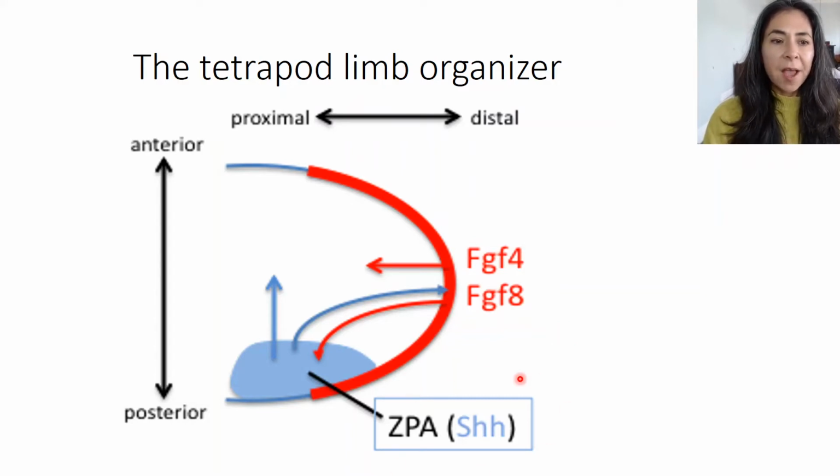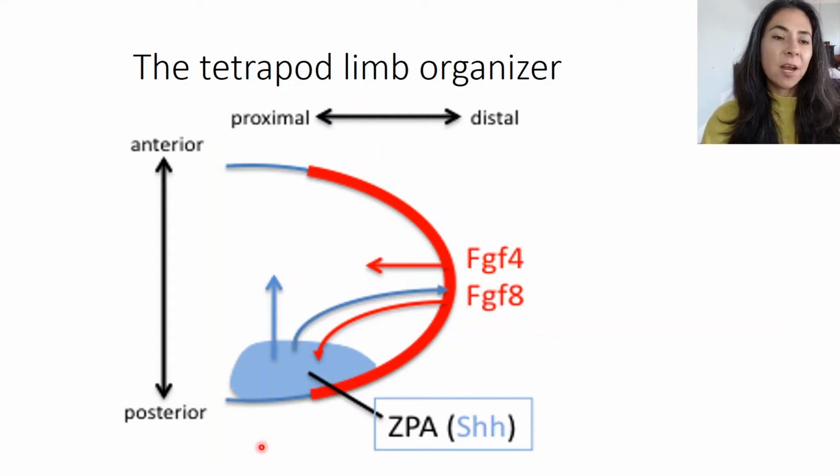So the ZPA, zone of polarizing activity, is a group of cells that secrete sonic hedgehog. And sonic hedgehog is another ligand. It's a hedgehog brand ligand. And this is also a diffusible morphogen. So this sonic hedgehog diffuses through the extracellular matrix, and it's hitting all of these mesodermal cells around here that have hedgehog receptors on them. And when these hedgehog proteins bind to the hedgehog receptors, that causes a signal transduction cascade.